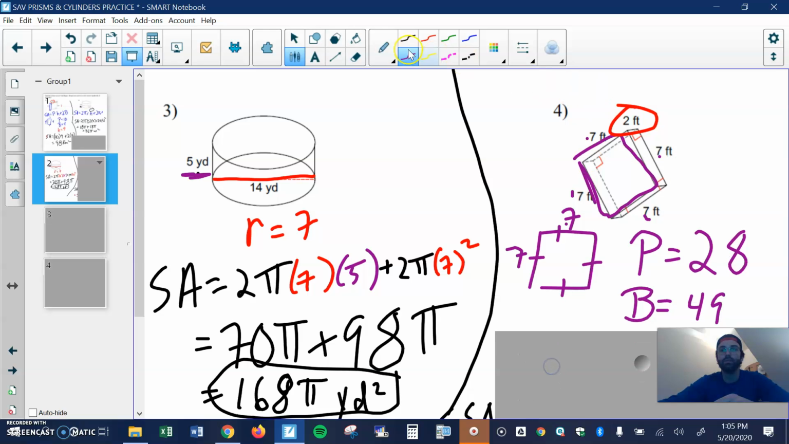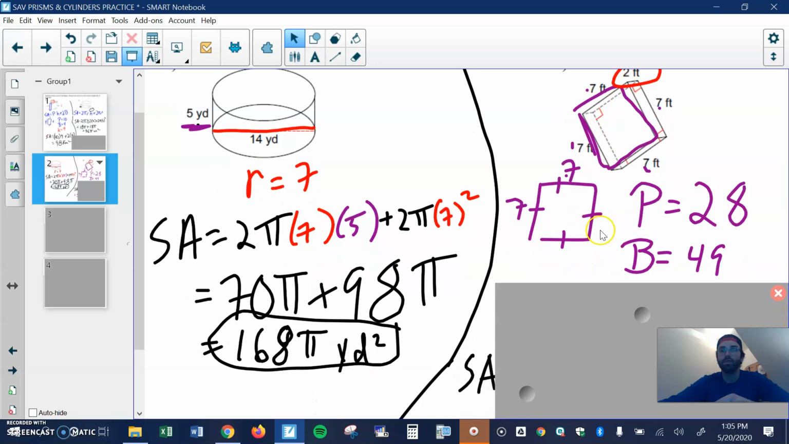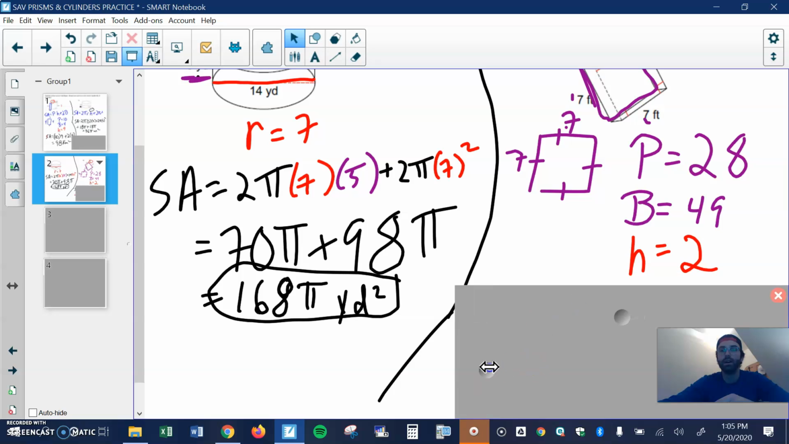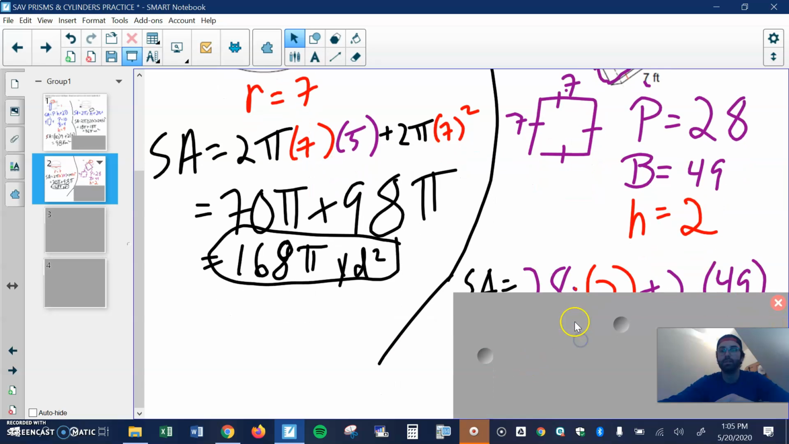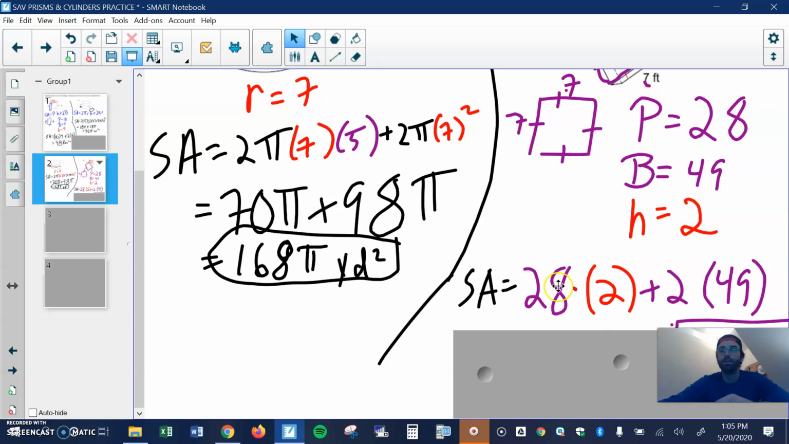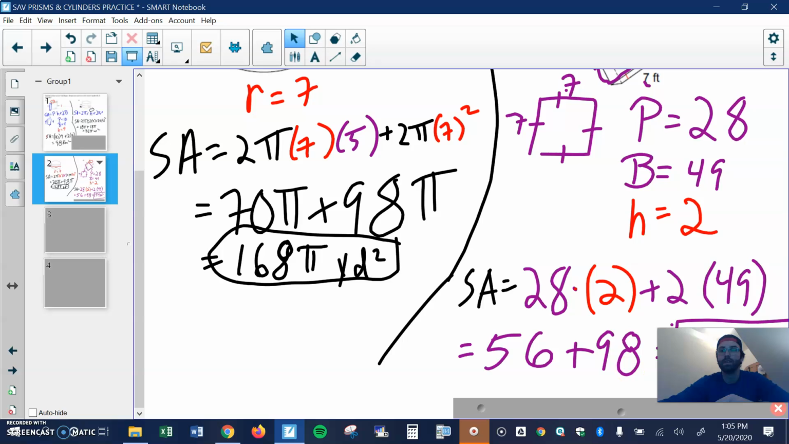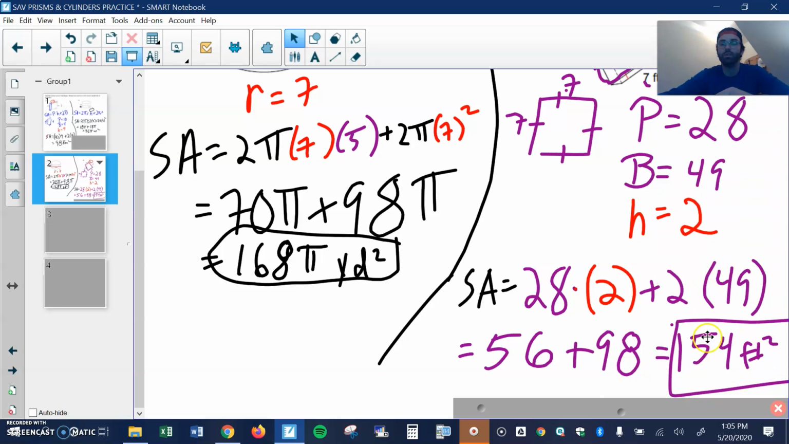This one's a little bit different. I chose to use the square face as my base, where it's 7, 7, 7, 7. Each side is 7, so my perimeter is 28. The area is 49. The number that I haven't used yet is this floating 2, so that 2 becomes the height of my prism. Plug it in: perimeter of the base times the height of the shape plus 2 times the area of the base to get 154. All right, let's keep going.